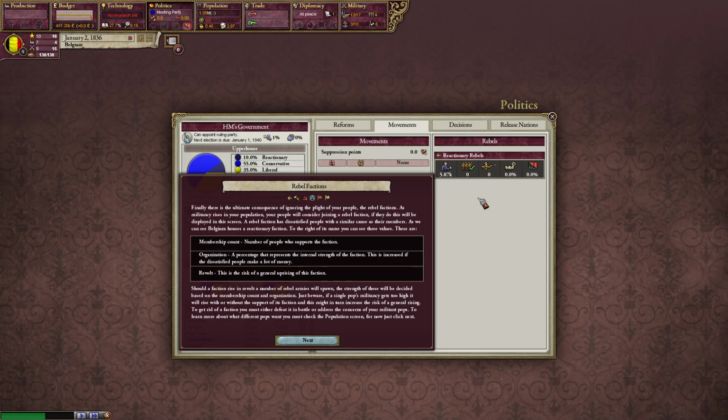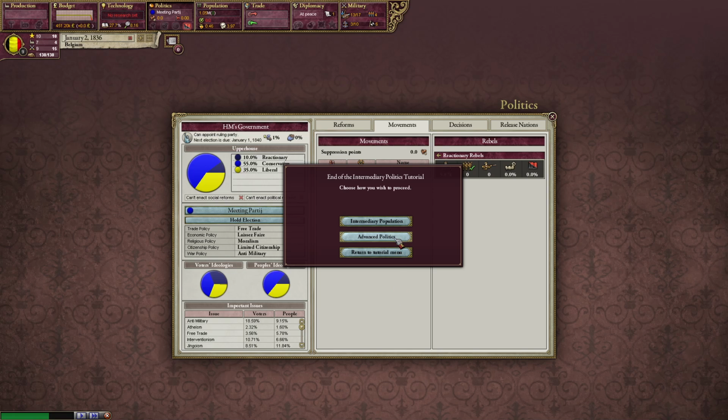Just beware, if a single pop's militancy gets too high, it will rise with or without the support of its faction, and this might in turn increase the risk of a general uprising. To get rid of a faction, you must either defeat it in battle or address the concerns of your militant pops. To learn more about what different pops hold, you must check the population screen. For now, just click next.